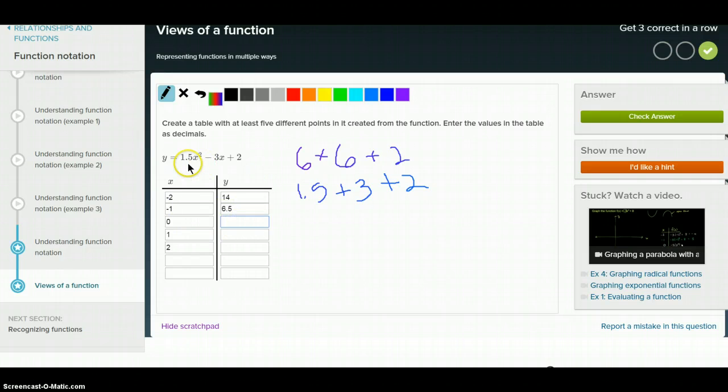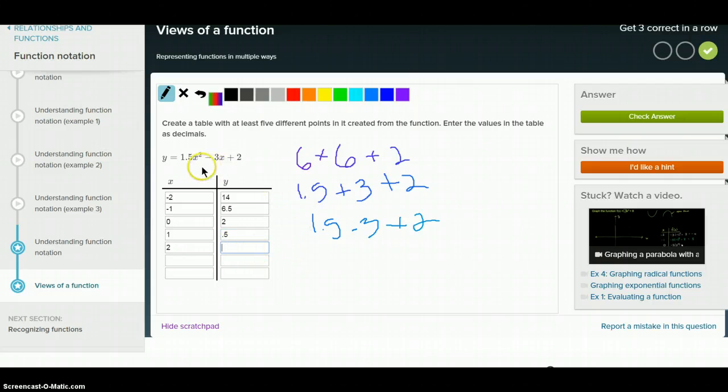Then for our next point, 0 squared, well, this term is going to be 0, this term is going to be 0, and then we have 2. And then for 1 squared is 1 times 1.5 is 1.5. And then negative 3 times positive 1 is negative 3. And then we have plus 2. So negative 3 plus 2 is negative 1, plus 1.5 is just 0.5.